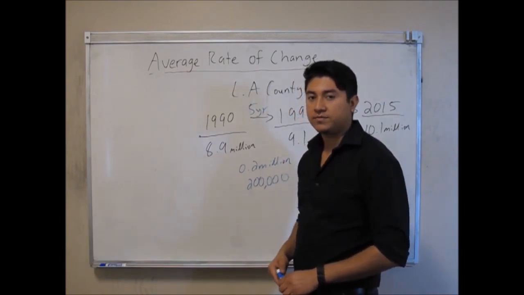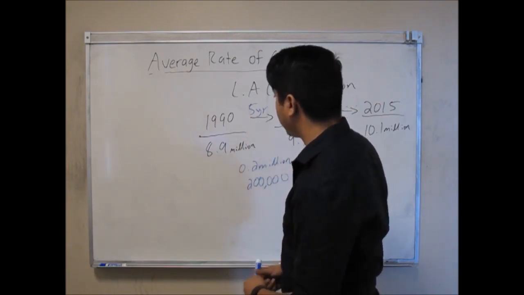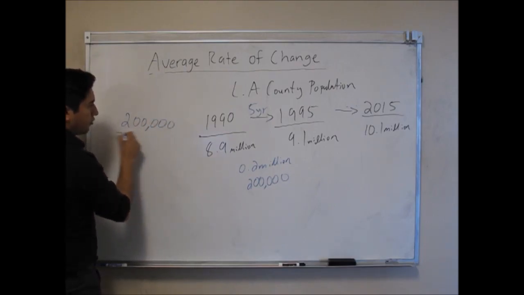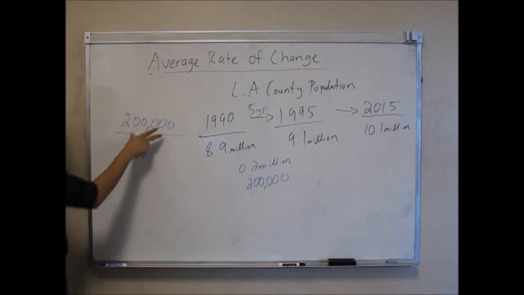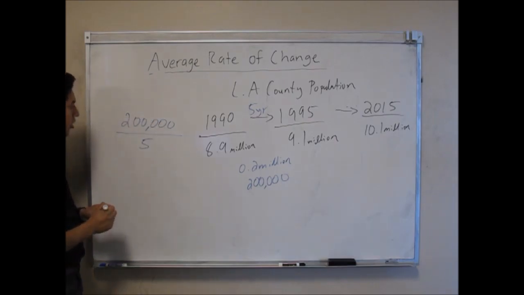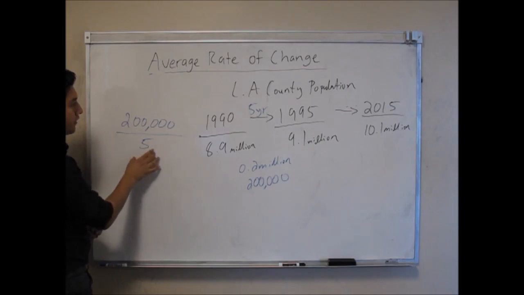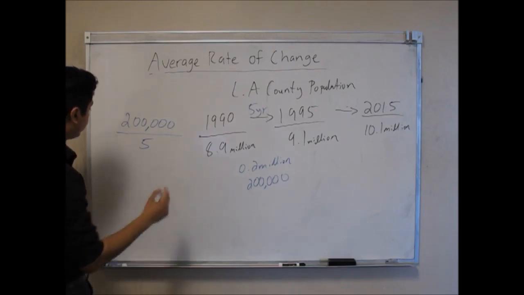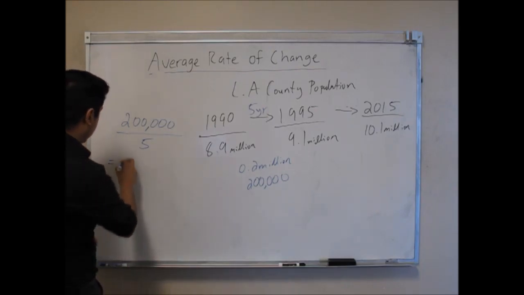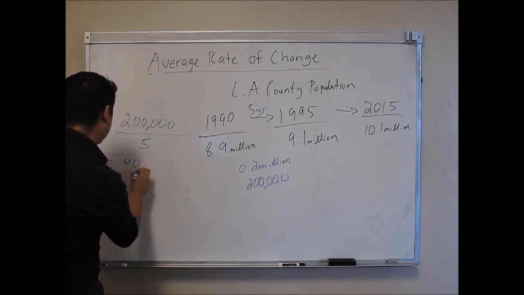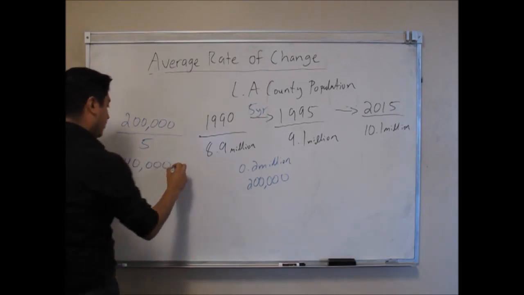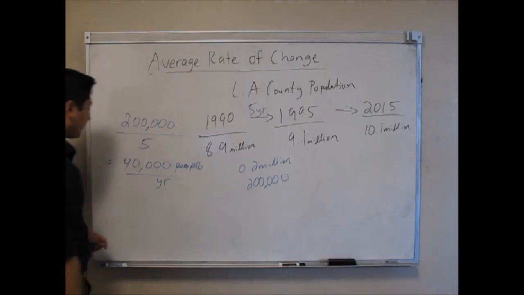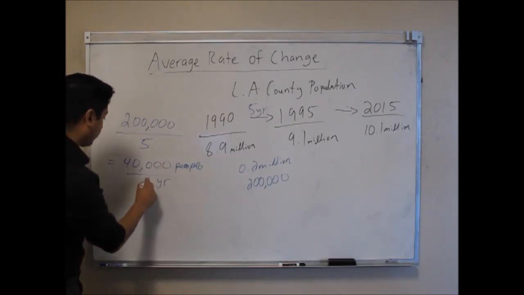is 200,000 over 5, because that was our population growth over the 5-year span from 1990 to 1995. If we simplify this, that's really about 40,000. The average rate of change of people with respect to time is 40,000 people per year, per 1 year.